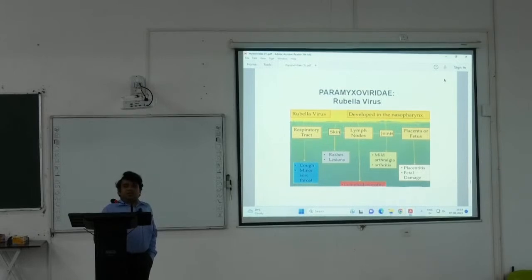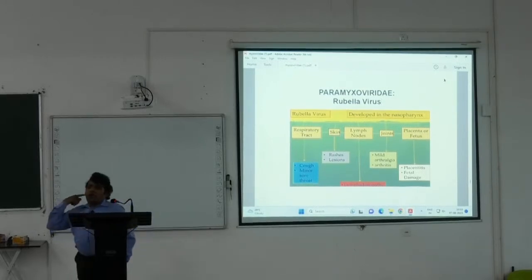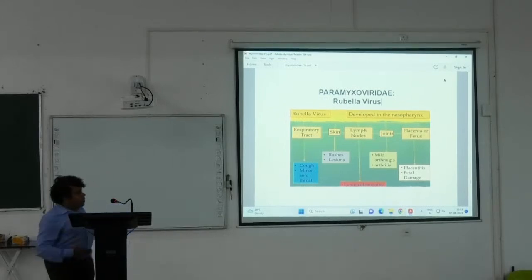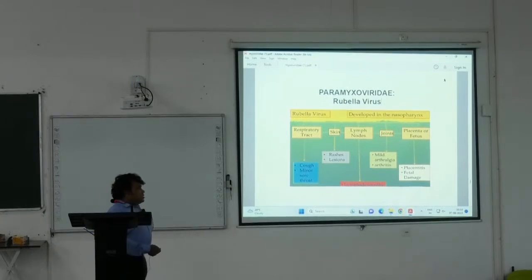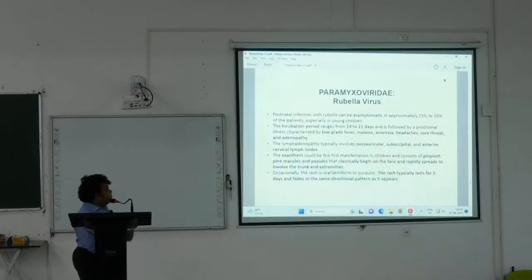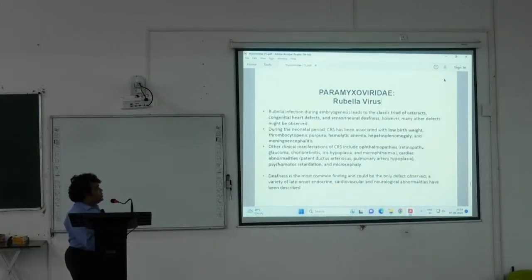If the virus infects the lymph node, there will be lymphadenopathy, commonly seen in the submandibular, postauricular and cervical lymph nodes. Mild arthralgia, arthritis may be present, and it can infect the placenta and cause fetal damage. The rash typically lasts for 3 days and then fades in the same directional pattern as it appears.